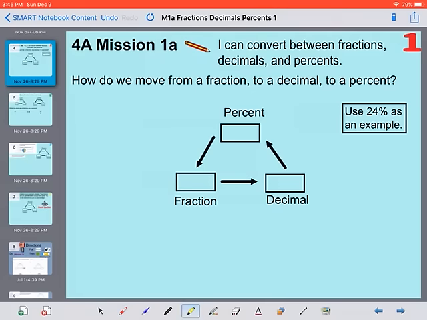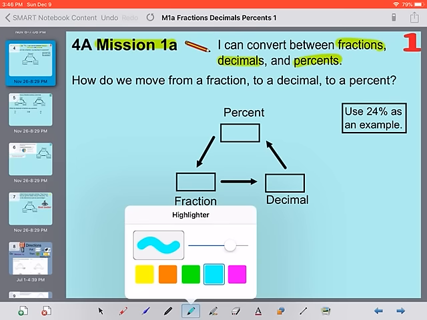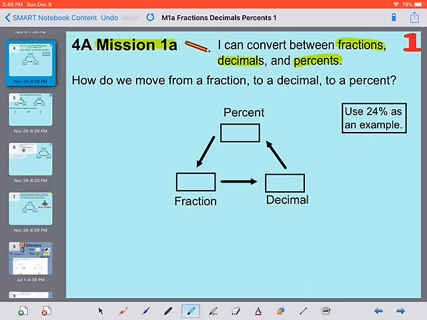Hello, today we are starting Unit 4, 4A, with Mission 1A, converting between fractions, decimals, and percents. Hopefully this is something that you've done in the past, so this is not all new information coming to you. It says, how do we move from a fraction to a decimal to a percent? So we're going to use the example 24% as we go through this problem.